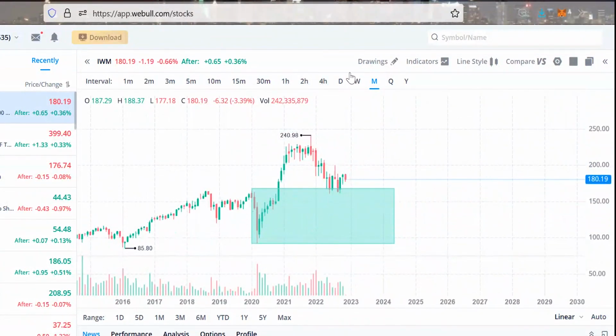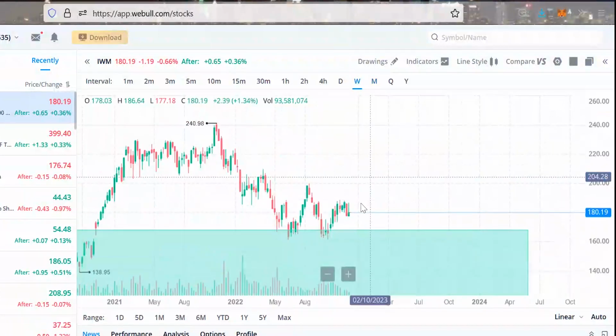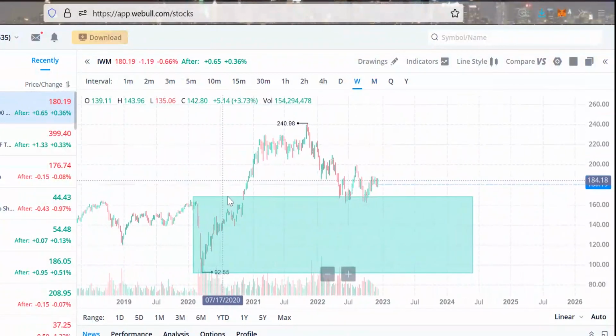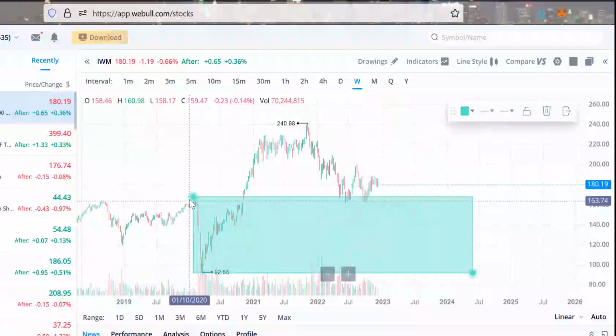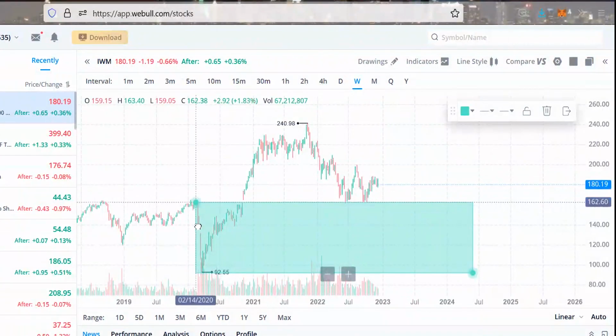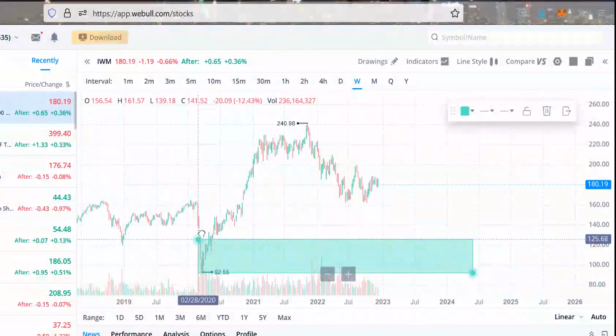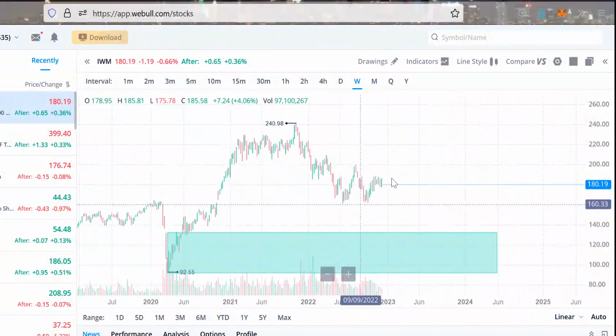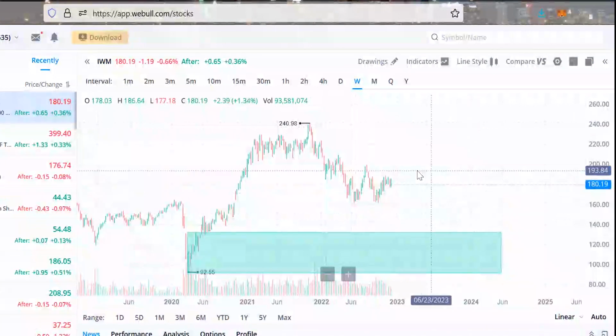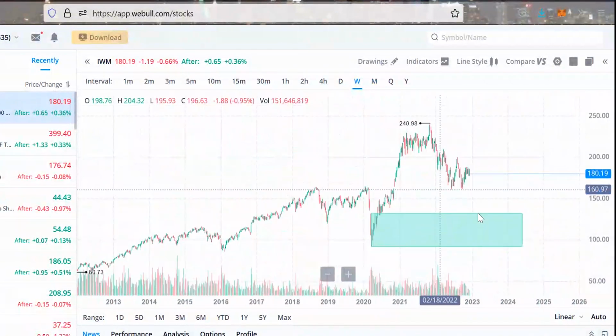Okay, we can go on our weekly, and it's the same exact scenario. That entire order block, you guys see that? If you want to refine it, you can just take 50% of that. I'm just going to eyeball it and put it right here. You can wait for price to come down, taking out those previous highs.